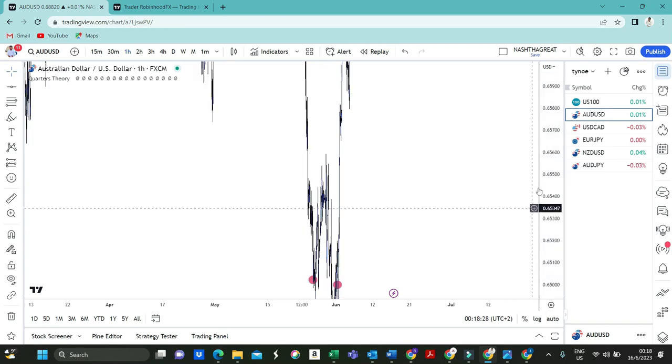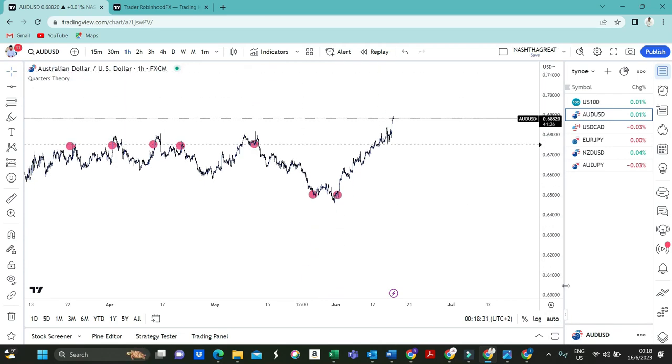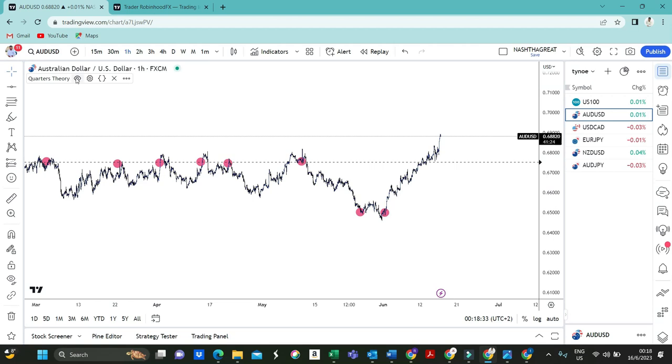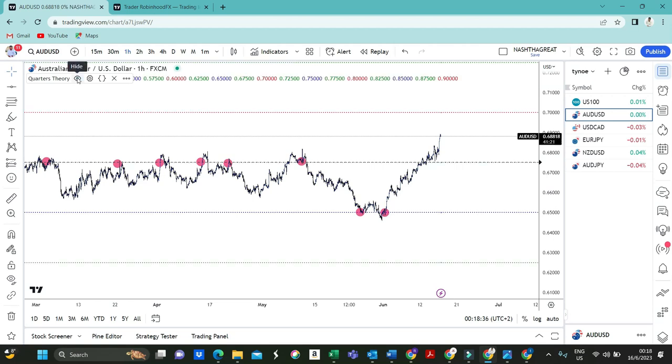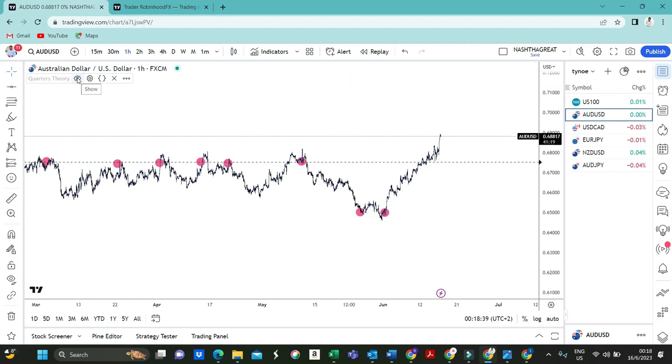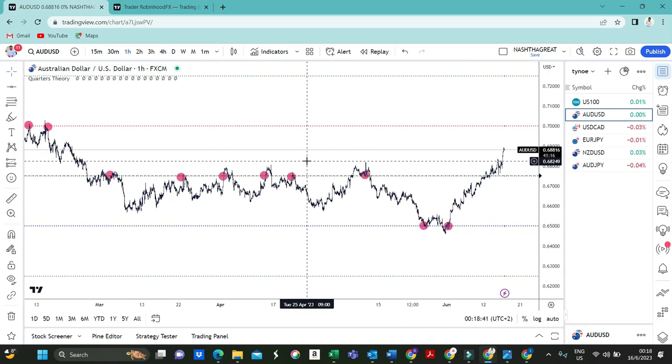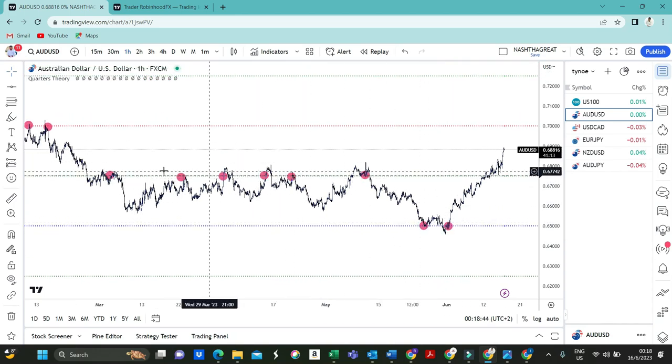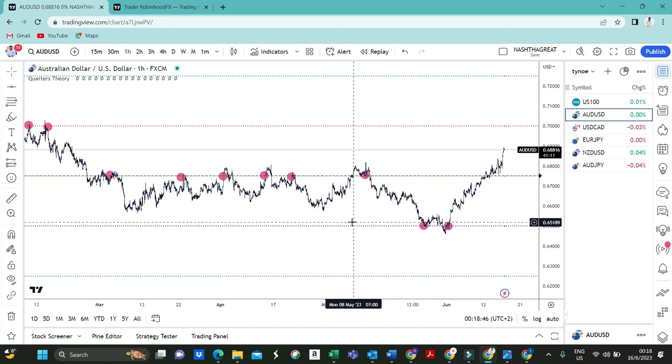I hope there is nothing that is left for me to explain, right? Maybe on the indicator, if you want to hide it for some reason, you just click this hide, then it's gone. If you want to show it, you just click show, then it's back there, right? So this is it. Look at those awesome trades that are just coming around the quarter points. Definitely you're going to see some reactions on the quarter points.